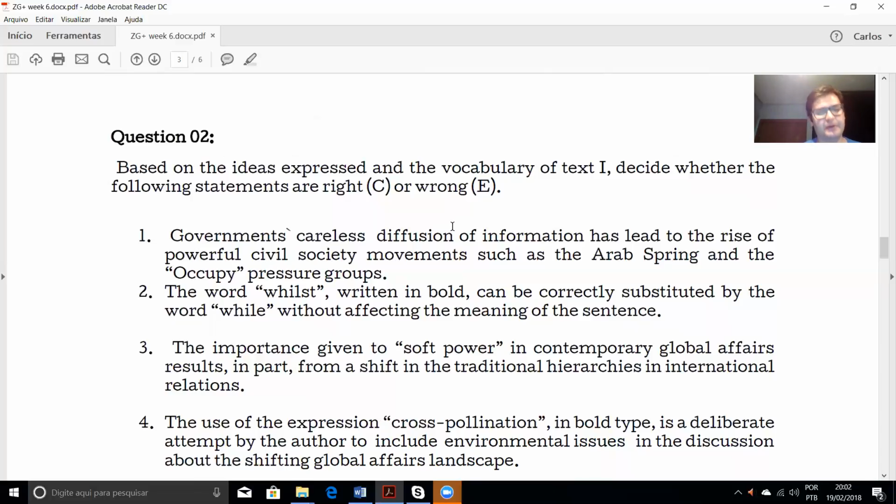But people in the US also use whilst when they want to sound more formal, but semantically they have the same value. They are equivalent. You can interchange one for the other, okay? So don't worry, if you see a whilst, you can change it for a while, okay? It depends on how formal you want to be in your writing, okay? But they are interchangeable. So number two, correct.